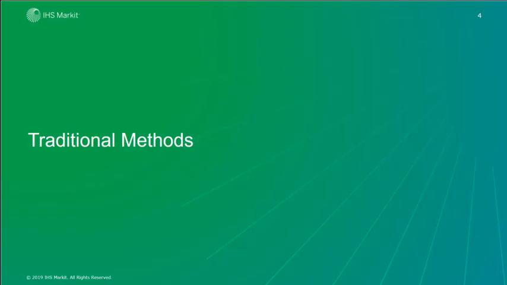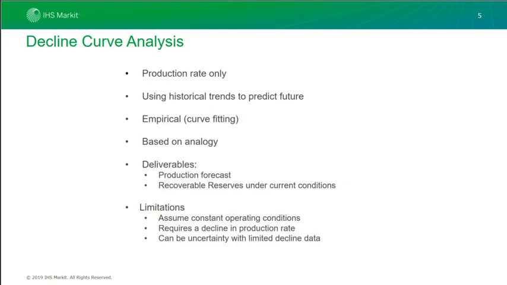We'll first start off with traditional methods of analysis to help give us a clear understanding of why we should be using rate transient analysis. One of the traditional methods of analysis is decline curve analysis. This was developed by Arps in the 1940s. It doesn't use any flowing pressures, only uses production rates, and it assumes boundary-dominated flow.